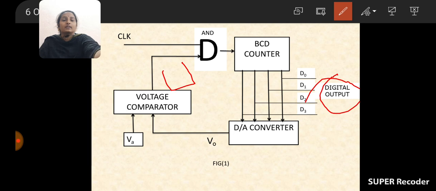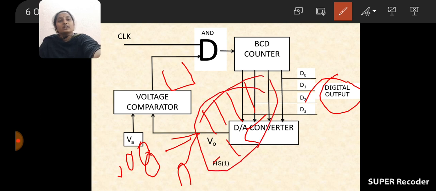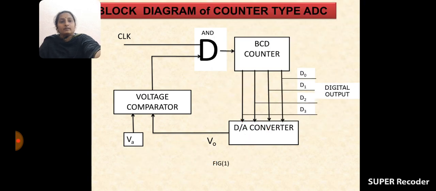What is the capacity of this counter? This counter will count the pulses from 0 0 0 0 to 1 1 1 1. In decimal it is equal to 0 to 15. Only 15 pulses. That means the analog voltage is converted into digital. So the final output of the A to D converter is all ones, that is equal to 15. Is it clear? So this is the construction and operation.